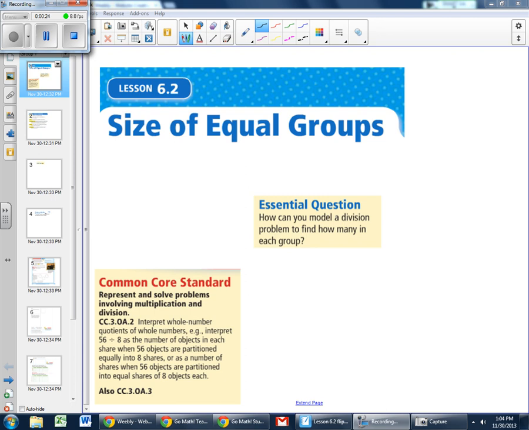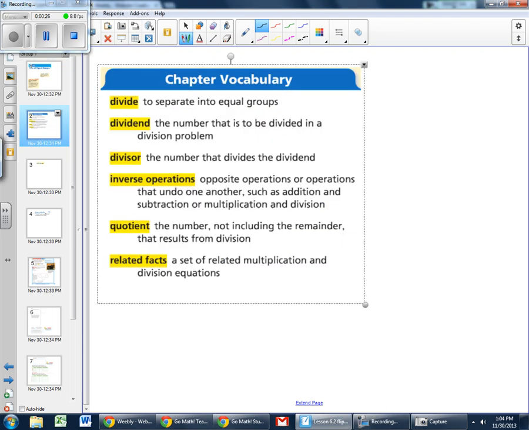and a reference to your Common Core standard again. If we look at our chapter review vocabulary for this one, we talked about divide is to separate into equal groups. Your dividend is the number to be divided in a division group. Your divisor is the number that divides the dividend. There's those two ones again. Hopefully you got them in your math journal by now.